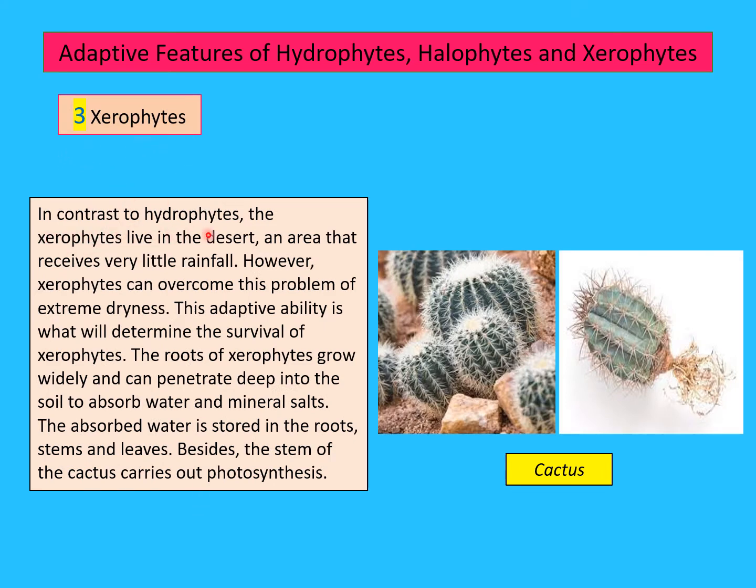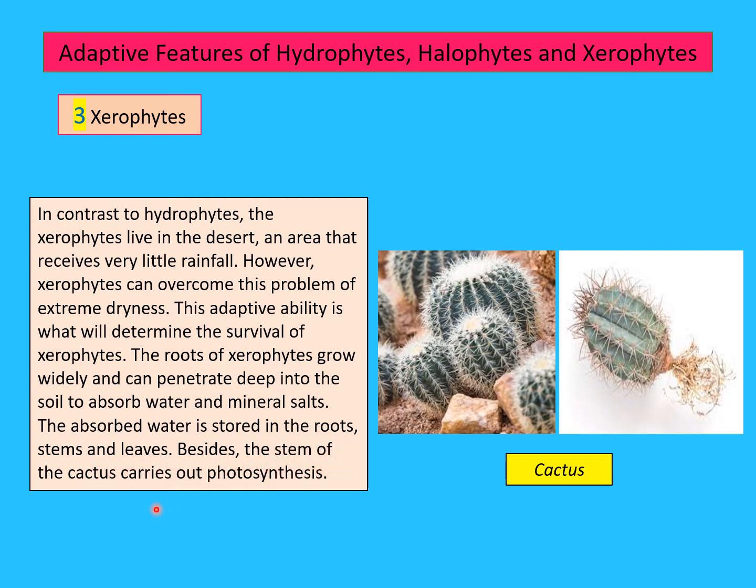In contrast to hydrophytes, the xerophytes live in the deserts, an area that receives very little rainfall. However, xerophytes can overcome this problem of extreme dryness. This adaptive ability is what will determine the survival of xerophytes. The roots of xerophytes grow widely and can penetrate deep into the soil to absorb water and mineral salt. The absorbed water is stored in the roots, stem, and leaf.